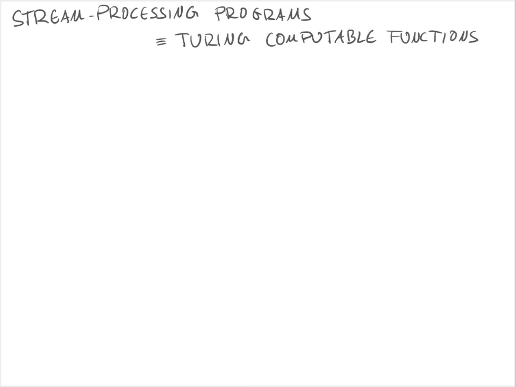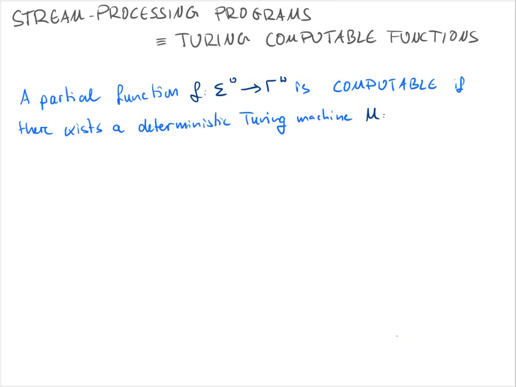Let's now be a bit more formal. What do we mean by stream processing programs? We mean computable functions in a Turing computable sense. So what does it mean? We consider partial functions from infinite words to infinite words, and we say such a function is computable if there exists a deterministic Turing machine that looks as follows.